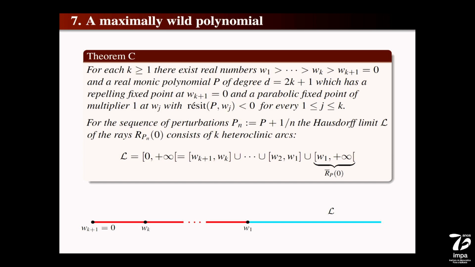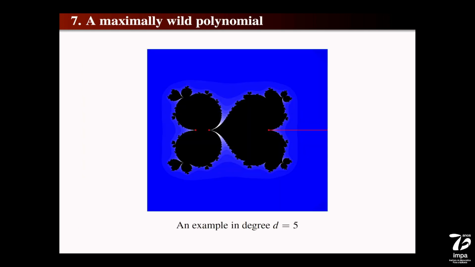Of course, the non-trivial part is to guarantee that there is such a polynomial with the condition on residue iterative. But that's pretty much calculus. So this is an example when k is 2, degree 5. So you see a parabolic point here, a parabolic point here, and a repelling fixed point at the origin.